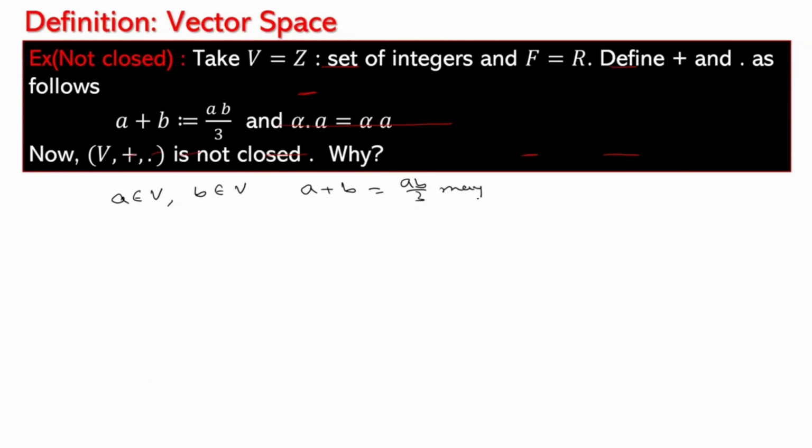For example, let a be equal to 2 and b equal 5. Then a plus b is equal to 10 over 3, which is not an integer. So therefore it is not closed, though alpha a is closed. So the scalar multiplication is closed, but addition is not closed.